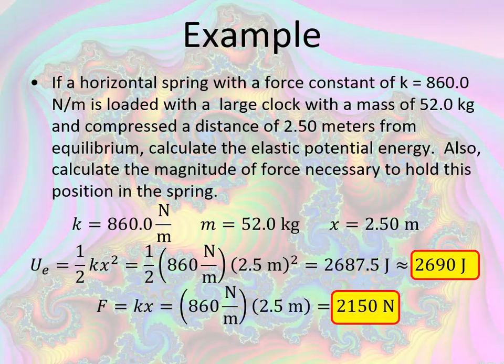Now for the force, again we use Hooke's law, so we have F equals kx. The magnitude of F equals the magnitude of kx. Plug in the spring constant k, plug in the compression distance, and you get the amount of force necessary to do that. And that's a lot of force. That's like almost 500 pounds. So that's a pretty decent spring constant. But then again, you are trying to compress it a large distance.